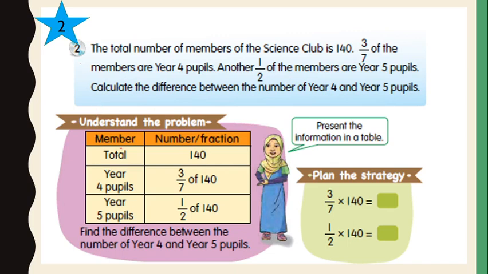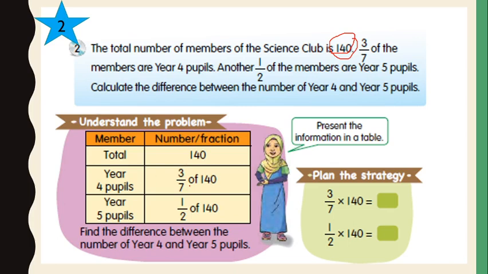Understand the problem. Okay, so what is the total number? The total number is 140. Okay, and then we have here another information. 3 over 7 of the members are year 4 pupils. So year 4 pupils, they are 3 over 7 of 140. It's not 3 over 7 people, no, it is 3 over 7 out of 140.